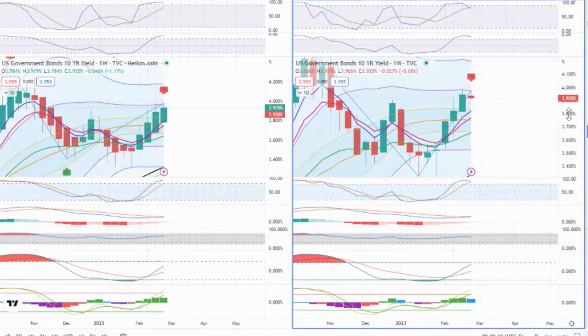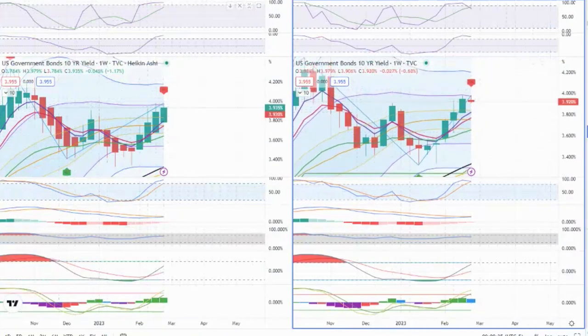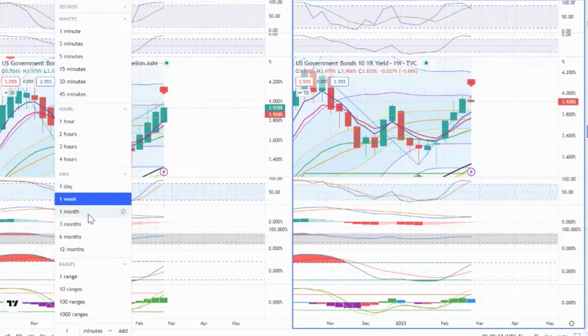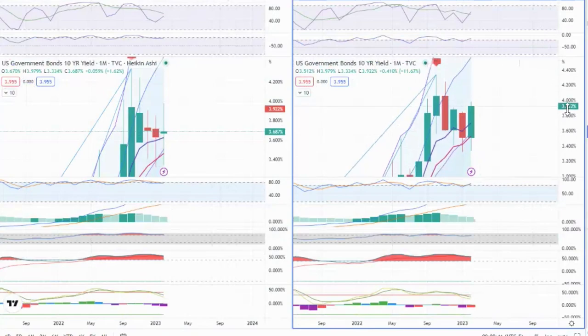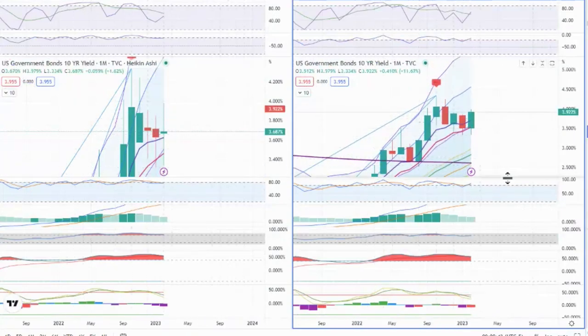There's actually nothing at the 4 level, but let's go here just to make sure there's nothing at 4. I know there's nothing, but just to make sure. Right, there's nothing at the 4 level. Four is just a psychological level, I think. If it does clear that 3.98, I think it will hit 4, and probably it will start to take a breather there.